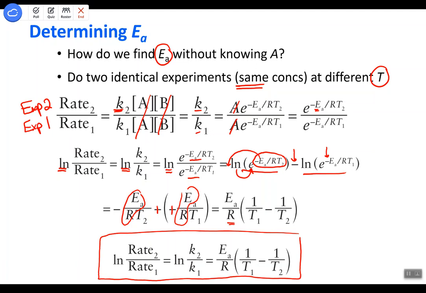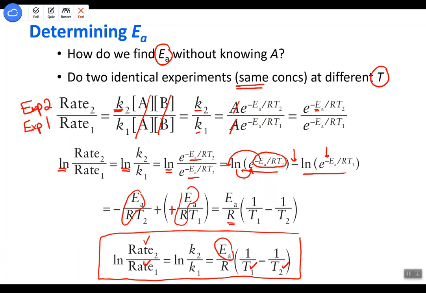Now, if I can do 2 experiments and determine what their rates are and take note of the temperatures that I'm doing these experiments at, I can solve for EA. R here is just the gas constant, 8.314, but now we're going to measure it in joules per mole Kelvin rather than liter kilopascals or other units. So we have this really handy formula to solve something by comparing 2 pieces of experimental data.